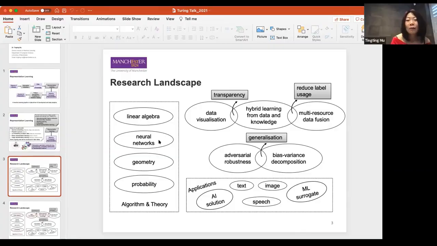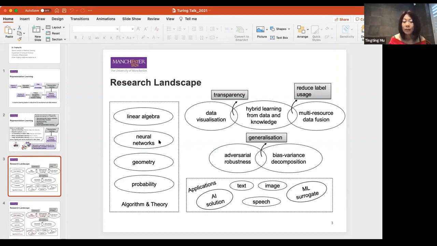Here is a map of my research landscape. Under the big umbrella of algorithm and theory development, we have a list of research topics that we are interested in. The motivations that drive our research include reducing the use of labels, improving model transparency, and understanding and improving generalization. There are also some fundamental subjects that support our algorithm and theory research.